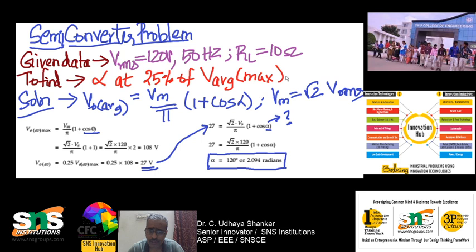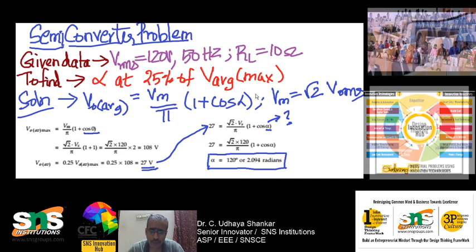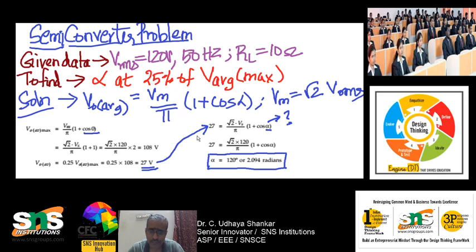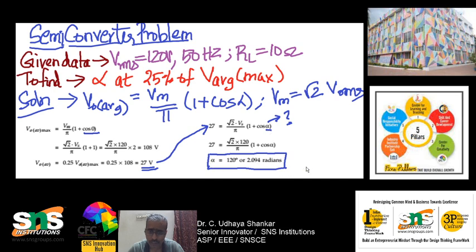So first we find the V average maximum value, and then find 25% of the V average maximum value, and then we substitute it in the same formula and find the value of alpha. So the only unknown value is alpha. From this we have achieved the value as 120 degrees or 2.094 radians.